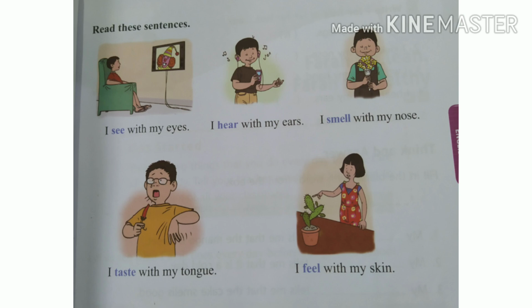What are they? Eyes, ears, nose, tongue, and skin. Eyes, ears, nose, and tongue are the parts of our face. And skin we can see in all parts of our body.